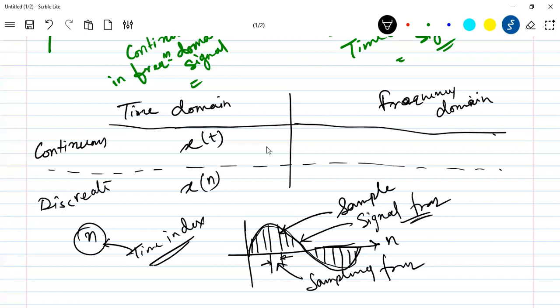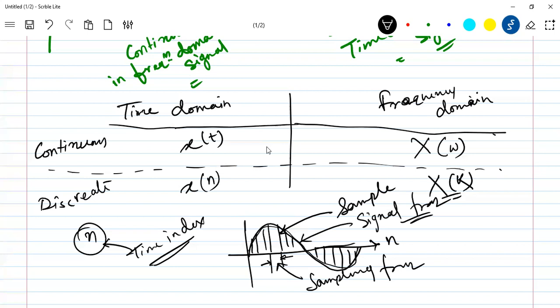And what about the notation if we consider the frequency domain? Here you find capital X of omega. Capital X omega means what? Capital X omega means a frequency domain continuous signal. Whenever you write capital X omega, that means this is your frequency domain continuous signal. And can anyone guess the notation for a frequency domain discrete type signal? Exactly, capital X k. Clear? Any doubt about the notation?